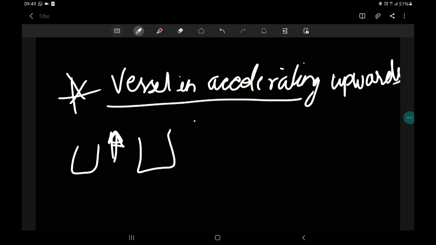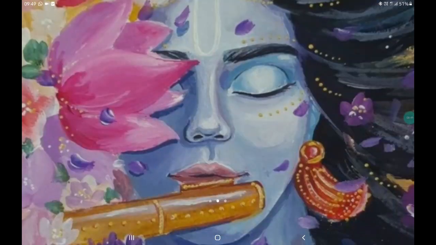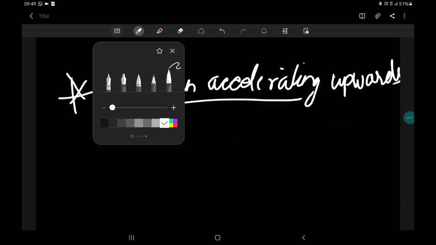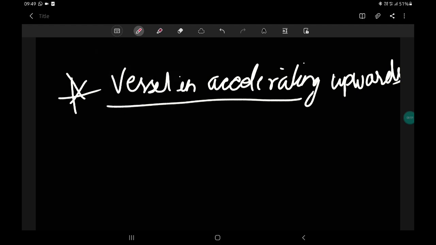It is going up, so obviously the acceleration towards down is decreasing, no? So I can also say decelerating downwards. The same application. Oh, I'm sorry, I just clicked on the screen. Okay, fine. So the vessel is accelerating upwards or decelerating downwards.